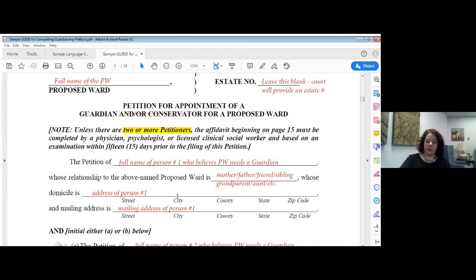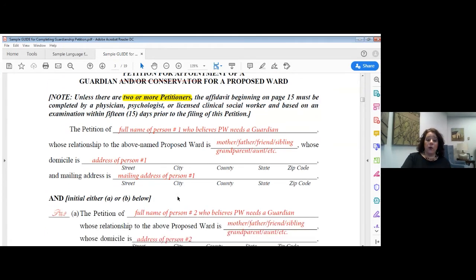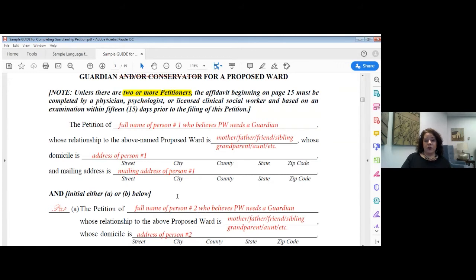So moving on down here to our red text again, we are going to tell the court now, okay, who is the petitioner? Who is the person that is bringing this before the court? So that's going to be you as the person who's seeking to have a guardian and conservator appointed. So you put your full name, you know, Mom Smith, whatever your name is. Then the relationship to the proposed ward: mother, father, friend, sibling, grandparent, aunt, uncle, next door neighbor, whatever it is. Then you provide your domicile.